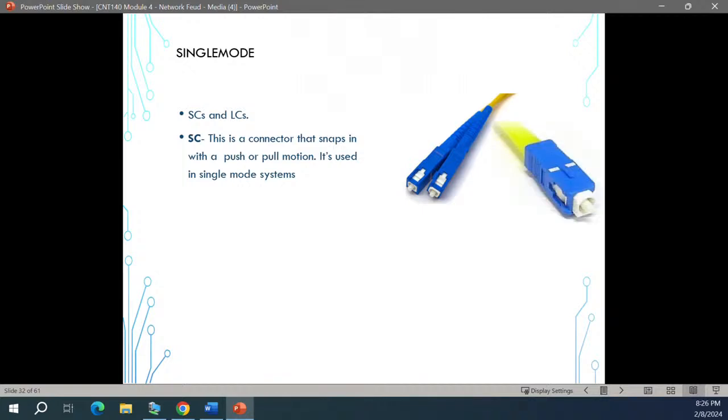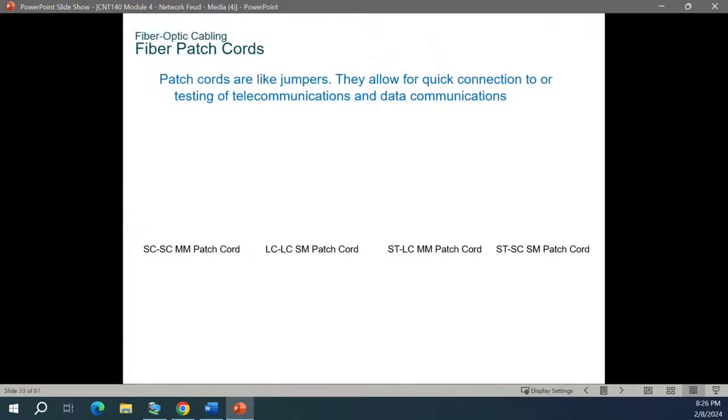Okay, so there's again our square connector or our clip, right? And then again, if we look at these patch cords, what the patch cords allow us to do is connect 2 different types of ends. Orange is what?